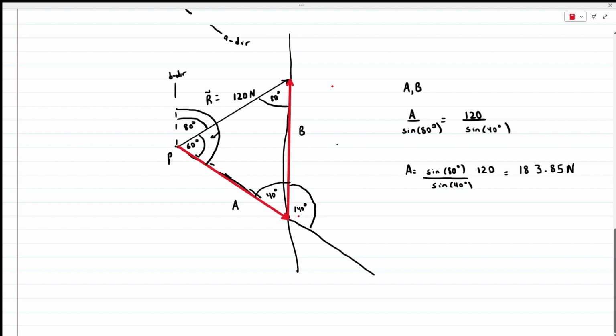And B we can do in a similar fashion. B divided by the sine of 60 degrees is equal to R, 120, divided by the sine of 40 degrees. Our side length B is equal to the sine of 60 divided by the sine of 40 multiplied by 120. So B ends up to be 161.68 newtons. These are our answers.